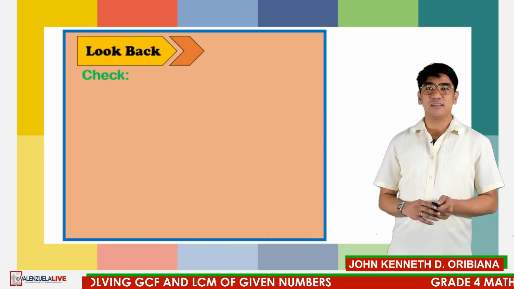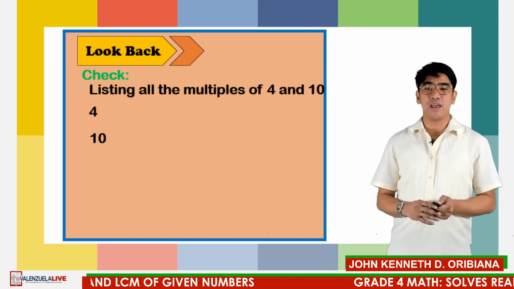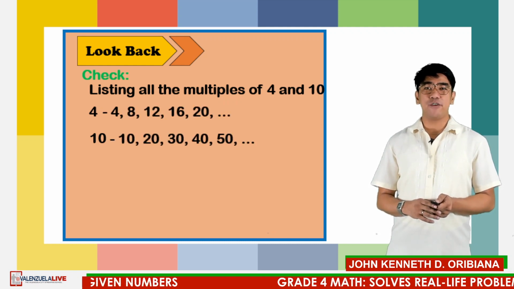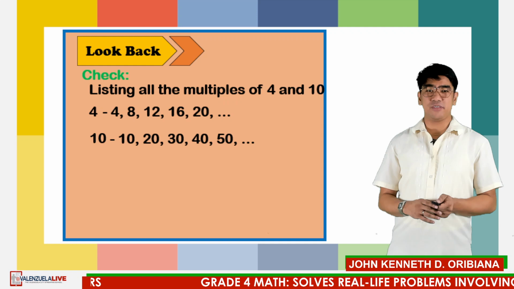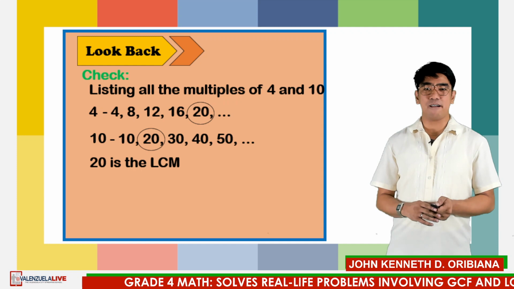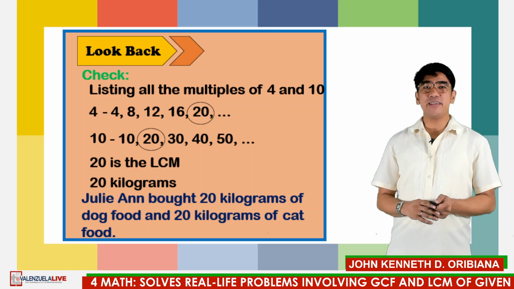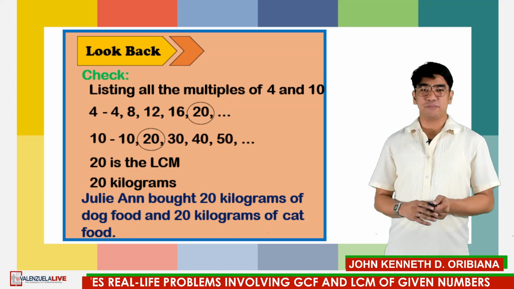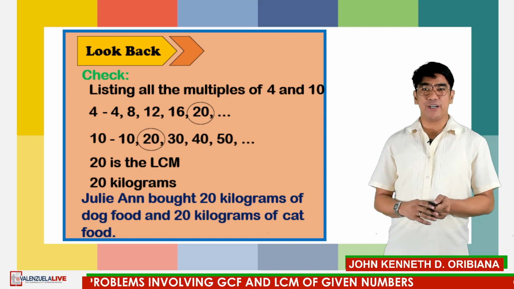To check, list down all the multiples of 4 and 10. For 4, we have 4, 8, 12, 16, 20, and so on. While for 10, we have 10, 20, 30, 40, and 50. As you can see, 20 is the LCM, or 20 kilograms. Therefore, Julianne bought 20 kilograms of dog food and 20 kilograms of cat food. Great job, students! Now, let us summarize what we have learned today.